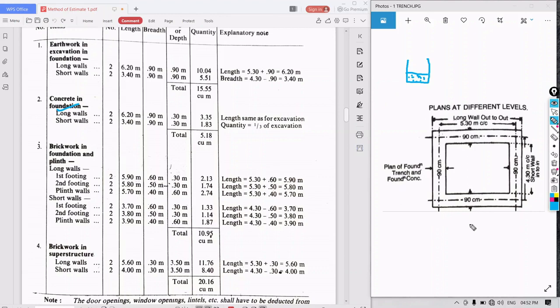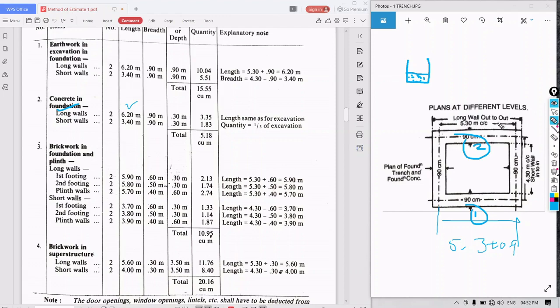So what are the long walls? How many numbers are there? One number, two number are the long walls. Okay, so two numbers are there. So what is the length? Length will be the same as that of the earthwork in excavation. Length is not going to change. We are getting what? 5.3 plus 0.9, same as that of the earthwork, that is 6.20. What is the breadth? 0.9. Next, what is the depth or height?